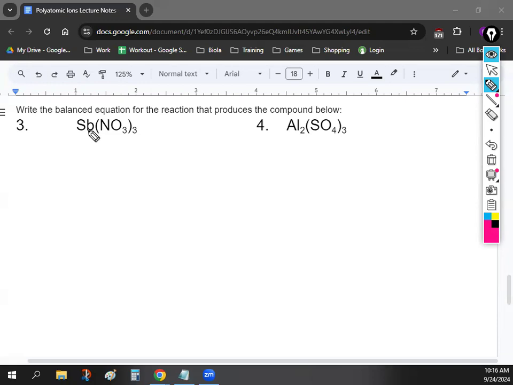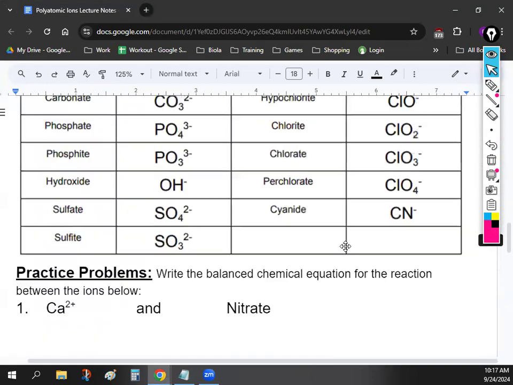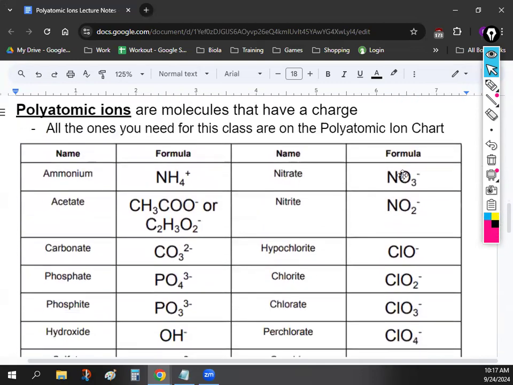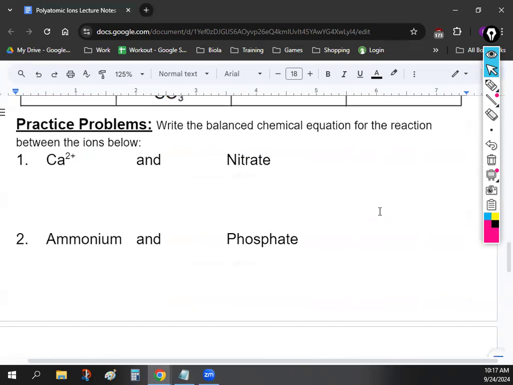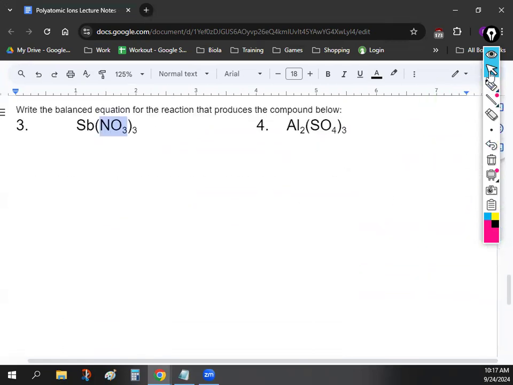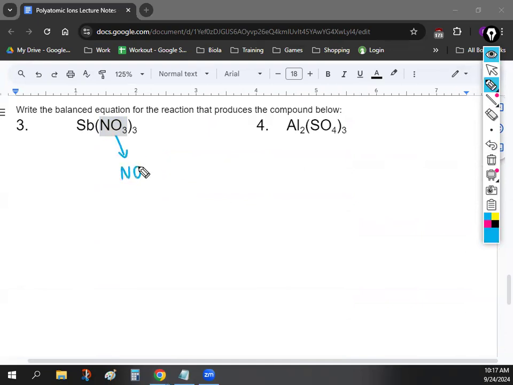All right, so we have Sb and then parentheses NO3 3. We're going to go to our polyatomic chart and look for NO3. NO3 is nitrate, and if you notice, it's -1. So on our paper, we're just going to write down that this chemical has nitrate, which is NO3 -1, and it looks like there's 3 of them, right? Because it's a parentheses 3. So there are 3 of these. So NO3 3 times.